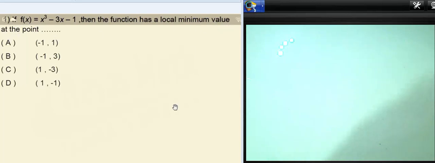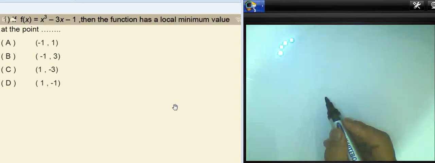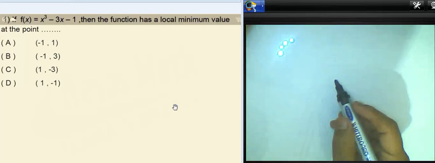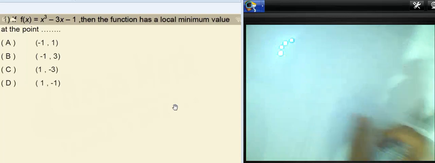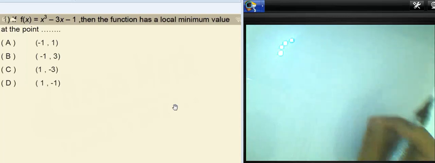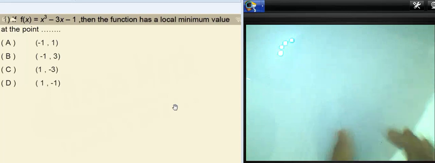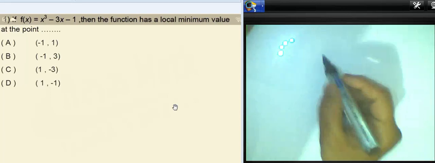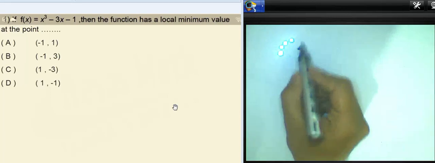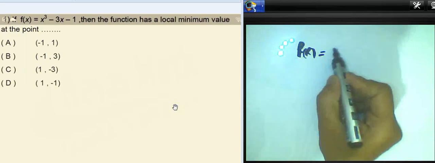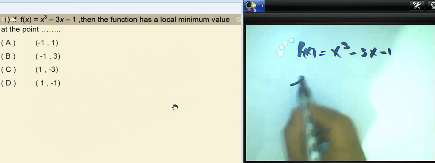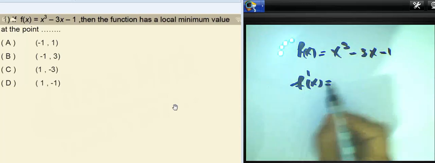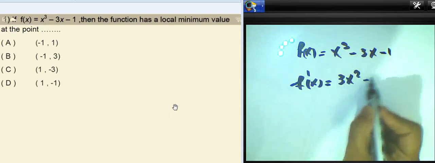We must find f dash of x, the derivative of this function, and then put this derivative equal to 0, and you can factorize the result to find x at the local minimum, and put the result in the f of x of the function. We know f of x equals x power 3 subtract 3x minus 1. Then f dash of x, the derivative of this function, will be 3x power 2 minus 3.